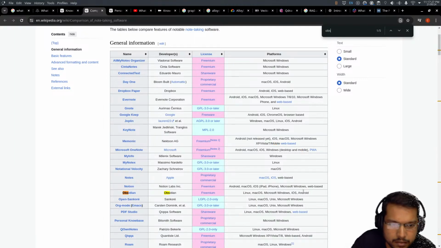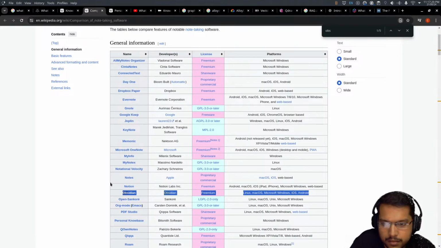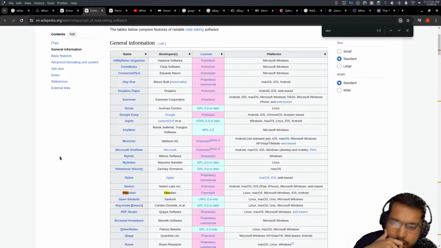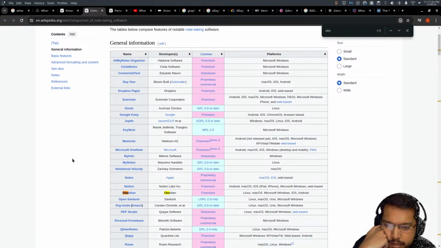Yeah, Obsidian. Here we go. I have a freemium model. A lot of effort to do stuff on Obsidian though. I wish they had a speech to text model where I could just dictate my points in there.